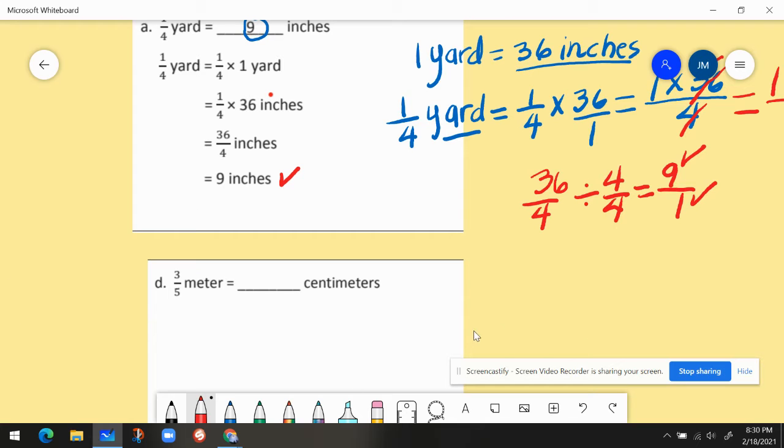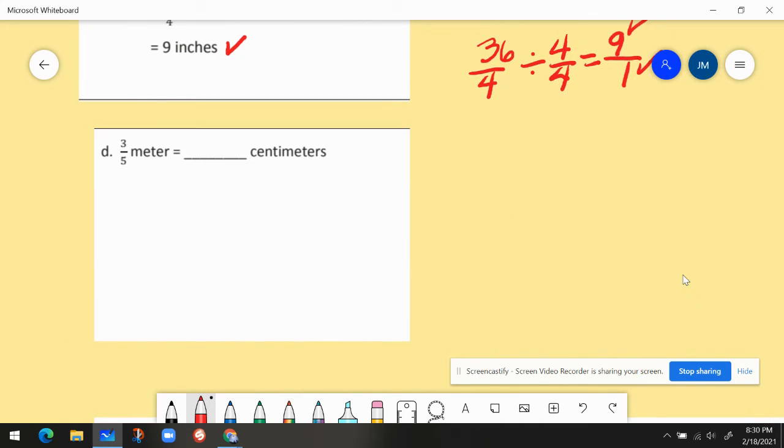Okay, let's try one problem on our own. This is the problem right here. Again, it is important to know how many centimeters are in 1 meter. If you have your agenda, find out how much 1 meter is in centimeters. That's 100. That's very important, because this is what's going to help you solve the problem. So we're going to rewrite it.